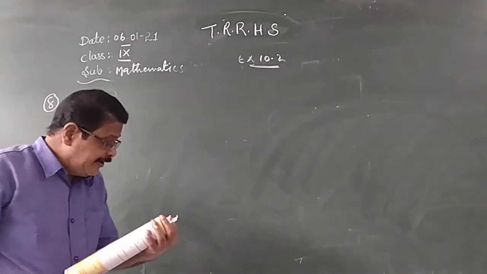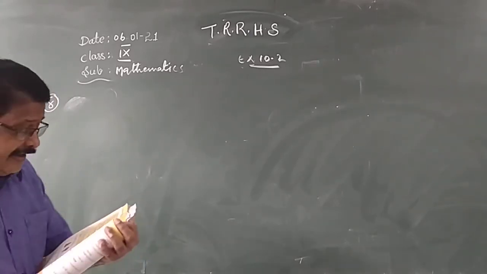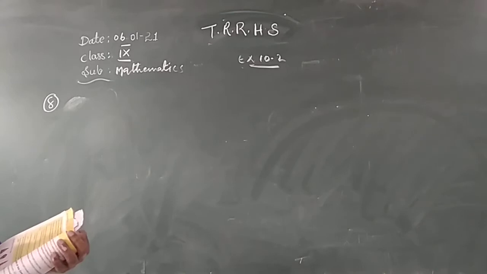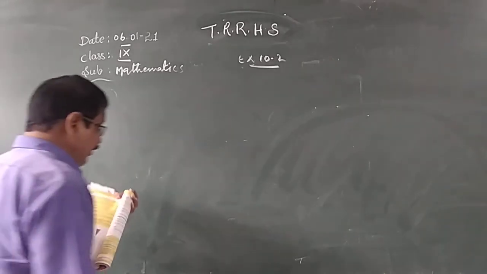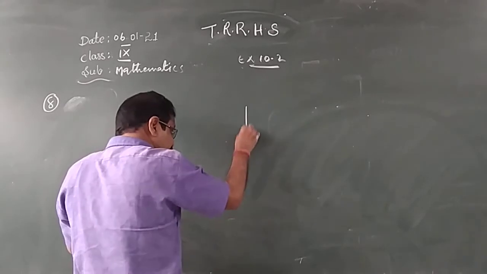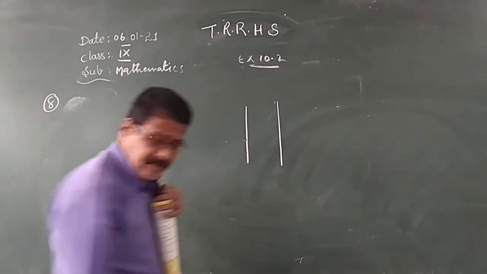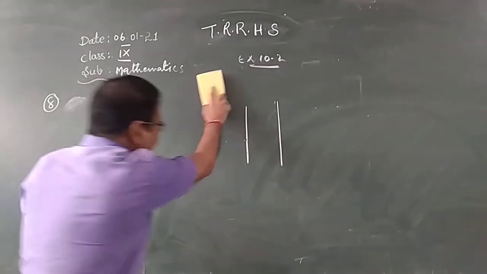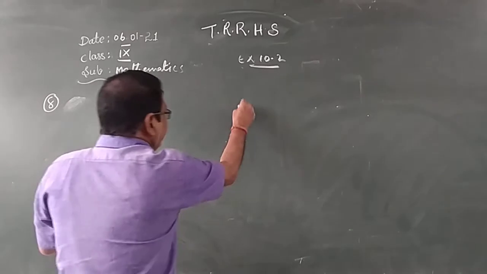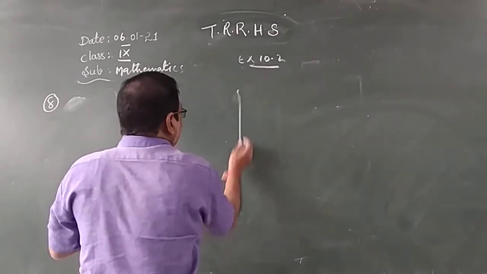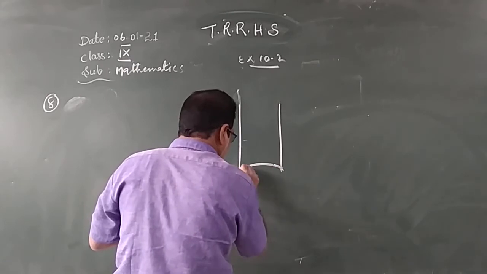The inner diameter of a circular well is 3.5 meters and it is 10 meters deep. Find the inner curved surface area. A circular well means the well is like this. It is a cylindrical shape, and the bottom of the well will be round. This is the well.